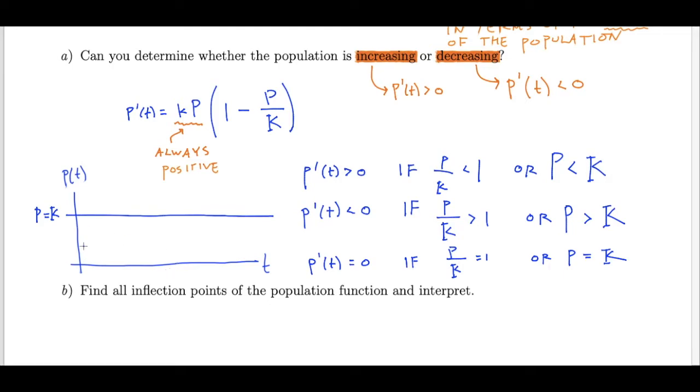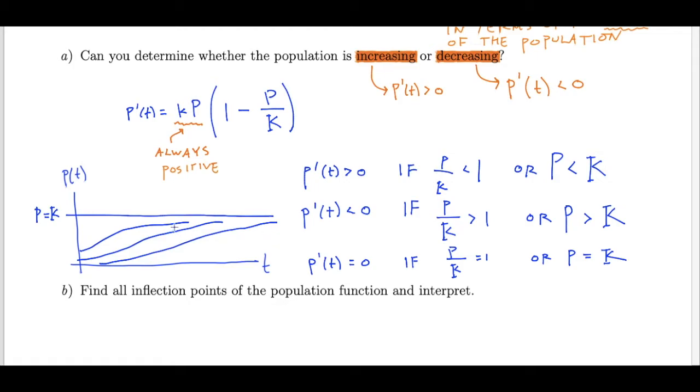For population values in this region, the function should be increasing. But notice that it can't increase to the point that it breaks through that threshold. So even though these functions will be increasing, as they approach the p equals k value, they will level off. So I could have potential functions that look something like this. My drawing isn't great, but you get the general idea of what's going on.